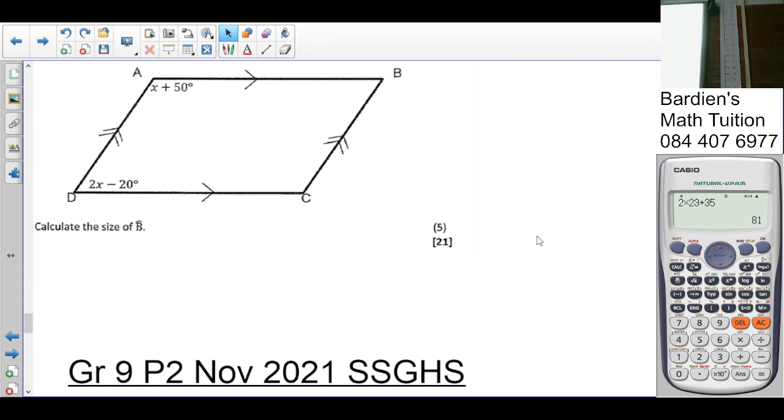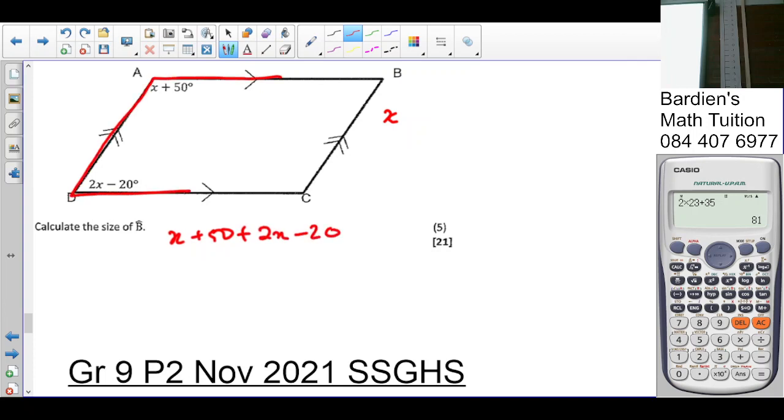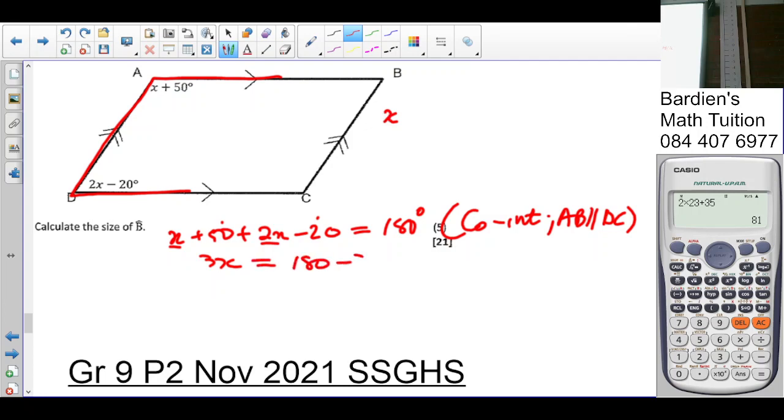So the question says calculate the size of angle B. But before I go into that, I first need to solve for x. Not so? So I'm going to solve for x. x plus 50 plus 2x minus 20 equals 180. Why? Co-interior angles with AB being parallel to DC. So that's going to give us 3x plus 30 equals 180. So we say 180 minus 30, 3x equals 150. Divided by 3 both sides. So x is 50 degrees.